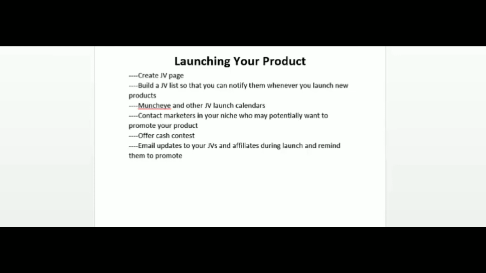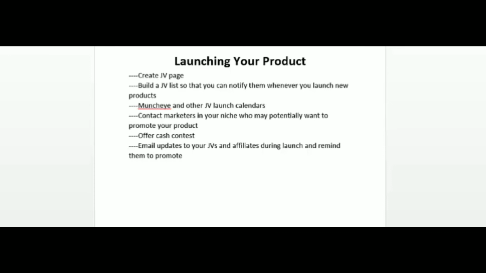I scan JV launch calendars such as Muncheye for products to promote, and that's what I recommend you do. When you have a product launch coming, list your product on one of these many JV launch calendars such as Muncheye. I just use Muncheye, but if you want, you could use other JV launch calendars. What I'm talking about is websites where they list upcoming product launches, because you want to get exposure and you want affiliates to take notice of your upcoming product launch.